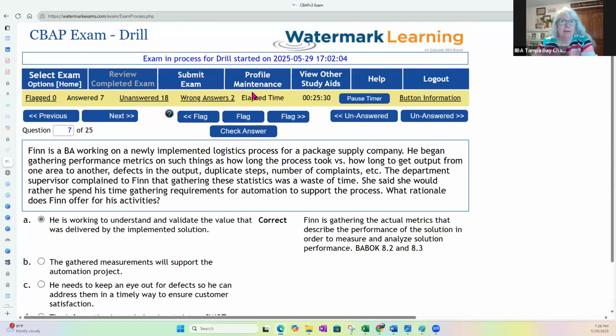Let's test it. Finn is gathering the actual metrics that describe the performance of the solution in order to measure and analyze solution performance. So if he does all of this work and he says the solution is creating 50 widgets a day, and then you automate it and it creates 500 widgets, he can say what the improvement is. If you automate it and it creates 20 widgets a day, you could say, oh, this didn't work. We've got to fix something. You know, it's worse. You've got a ratio at least.